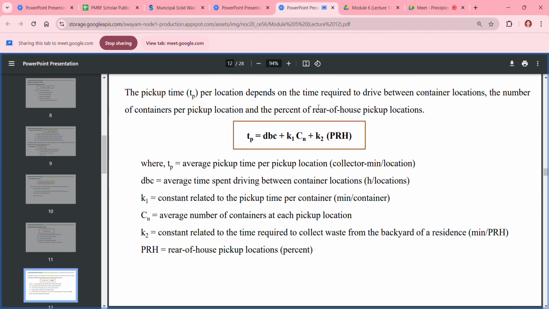The pickup time per location depends on the time required to drive between container locations and the number of containers. So TP equals DVC plus K1 CN plus K2 into PRH. TP is the average pickup time per pickup location, collector-minutes per location, how much time it is going to take per location. DVC is the average time spent driving between container locations. K1 is a constant related to the pickup time per container. CN is the average number of containers at each pickup location. K2 is a constant related to the time required to collect waste from the backyard of a residence. And PRH is the number of rear-of-house pickup locations.